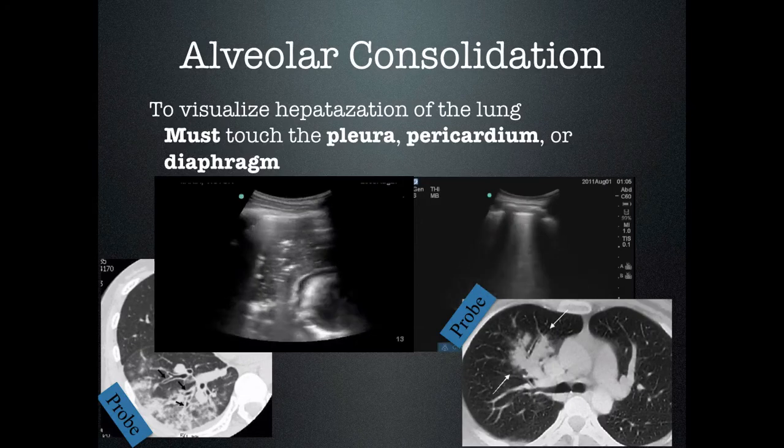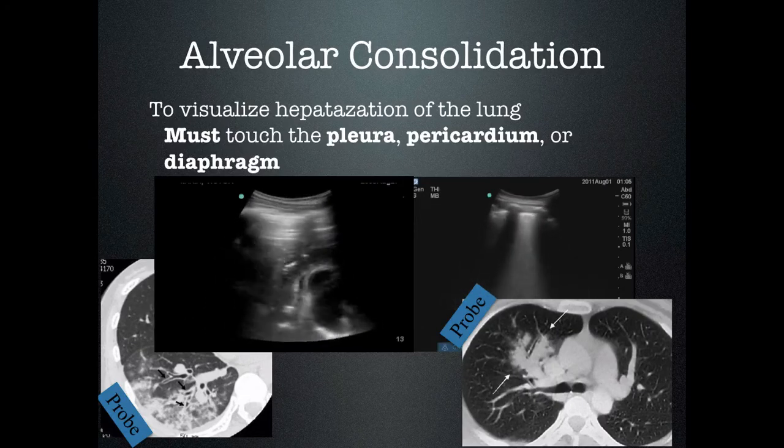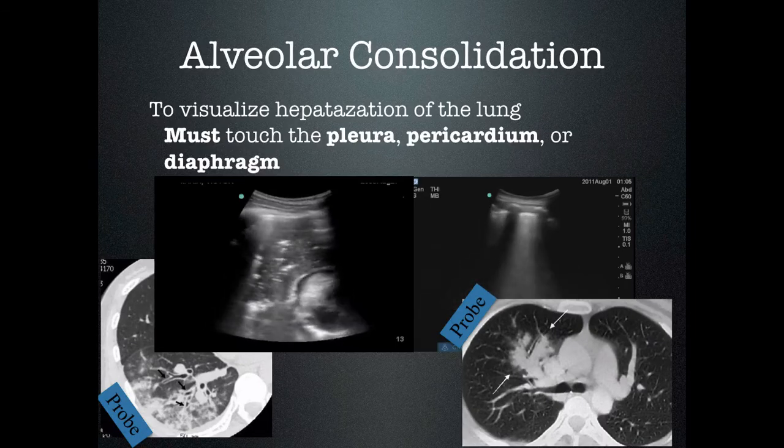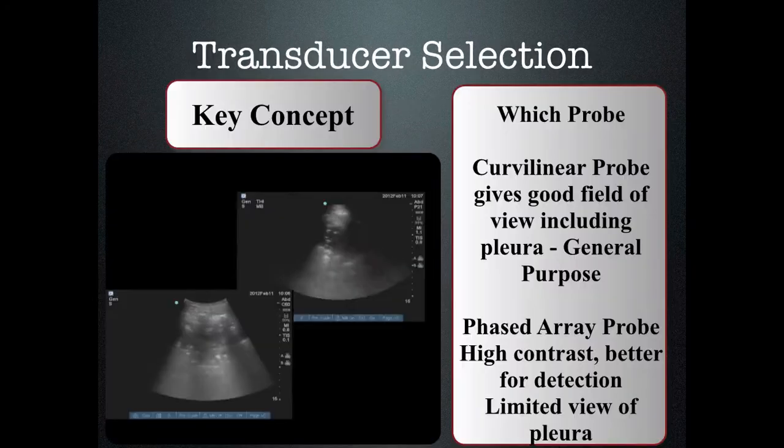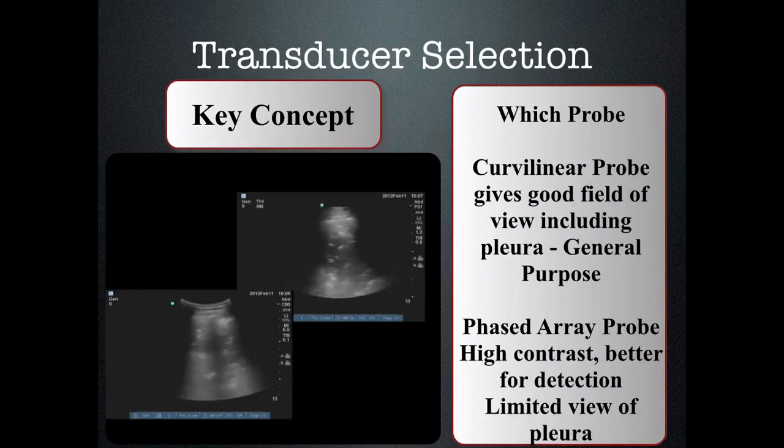Therefore, if we're scanning and we find a non-dependent, localized area where we have lung rockets in a patient that looks like they have pneumonia, we have probably found their pneumonia. So here's the key concept. Which probe do we want to use? The curvilinear or abdominal probe gives a good field of view, meaning we can see a lot of lung in one position of the probe. That's very good, and I use this as a general purpose probe. I scan with it frequently.